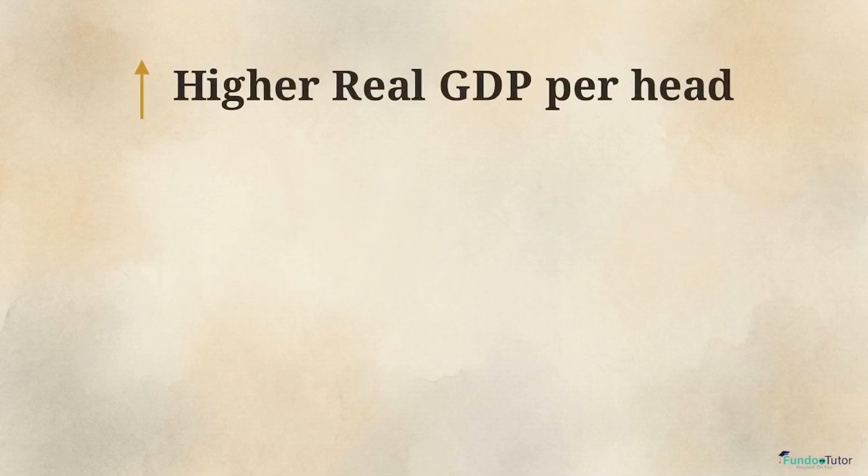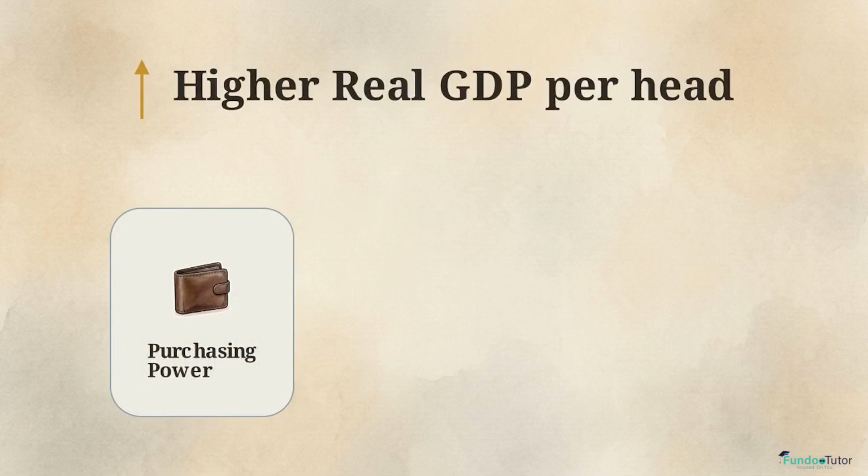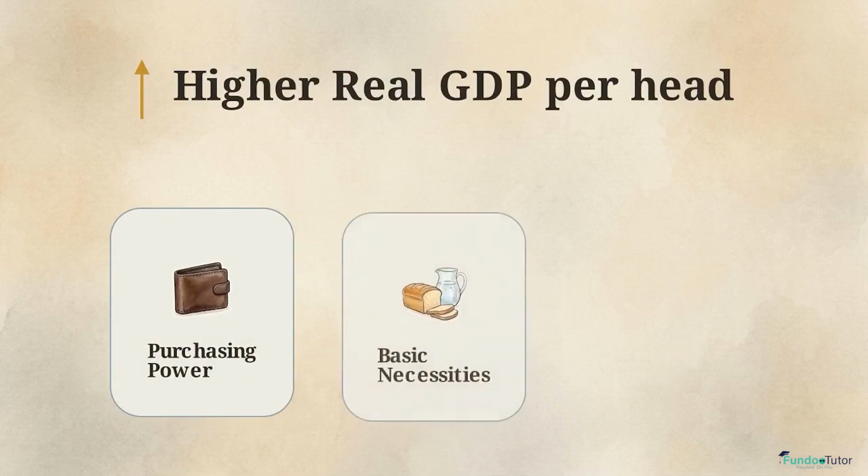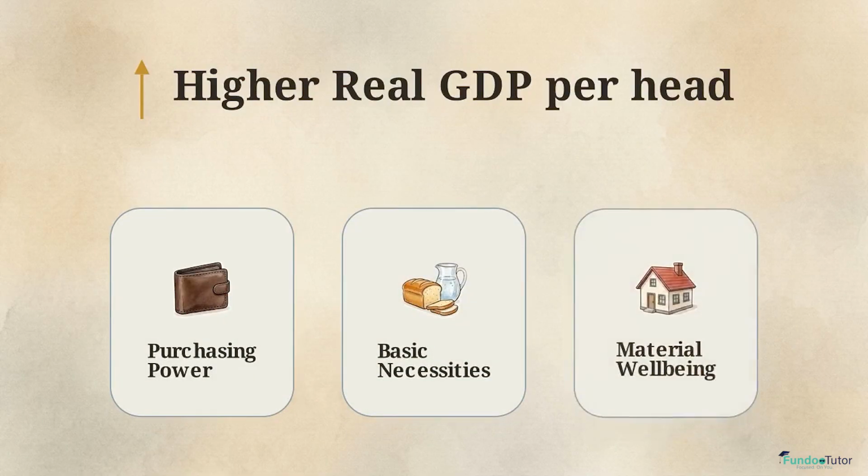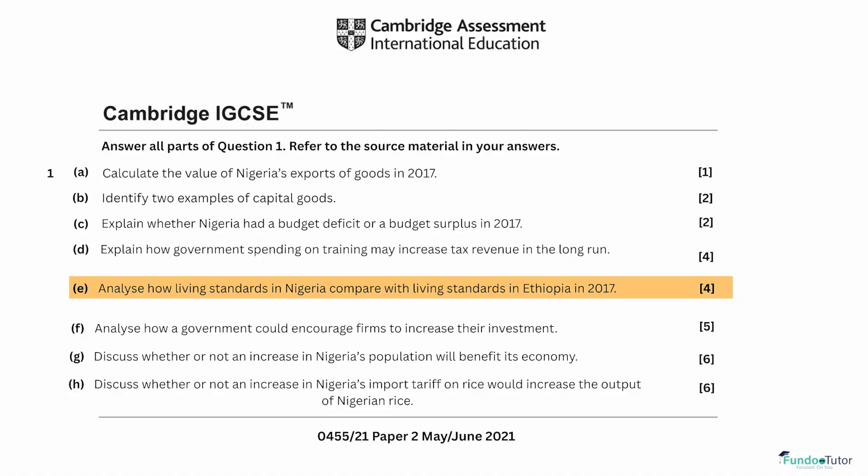A higher real GDP per head means individuals possess the true purchasing power required to buy basic necessities, increasing their consumption and improving their material well-being. Real-world macroeconomic data rarely points in a single unified direction.